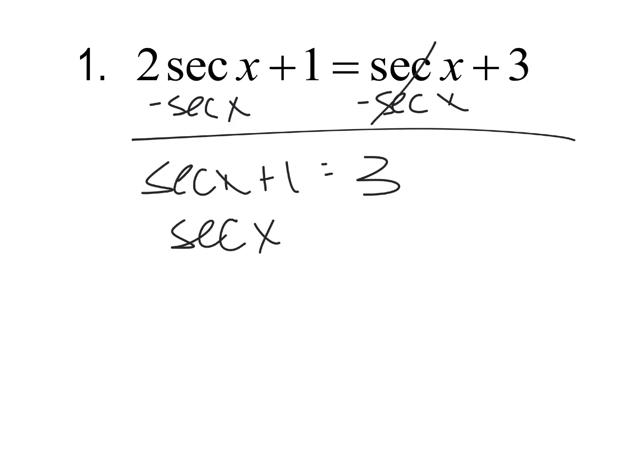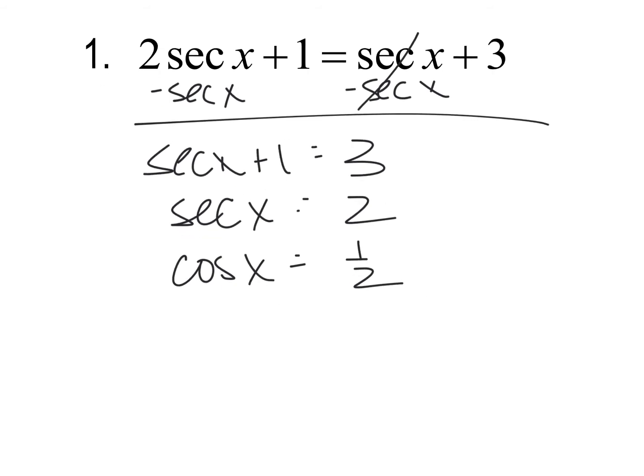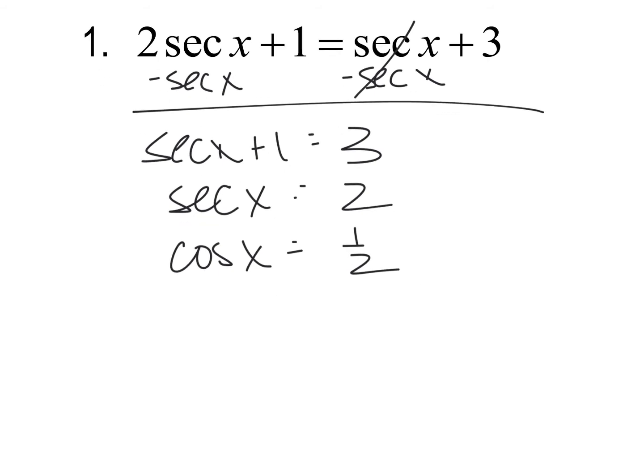Which means secant of x equals 2, which means cosine of x equals 1/2 because those are reciprocals. So there are two places in the unit circle where the cosine of x, that's the x value, is 1/2. And in terms of radians, that's going to be a 60-degree reference angle. So that means I'm at pi over 3. And the other one is in quadrant 4. So that answer would be 5 pi over 3.